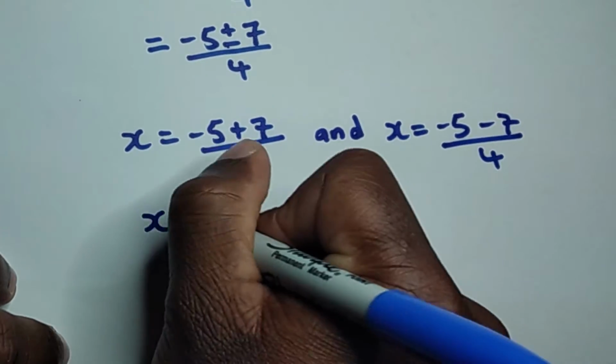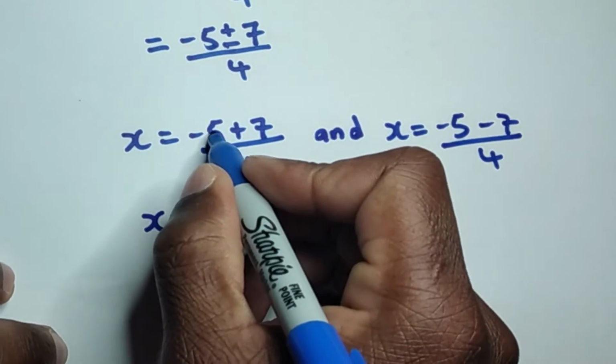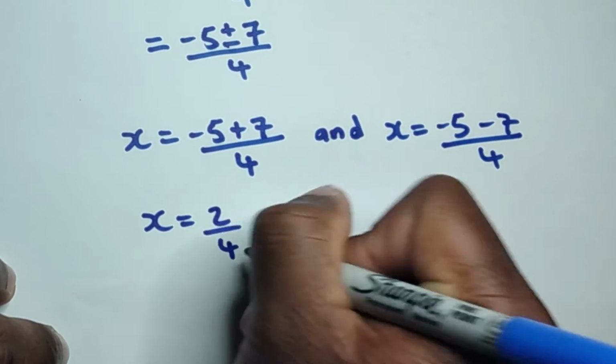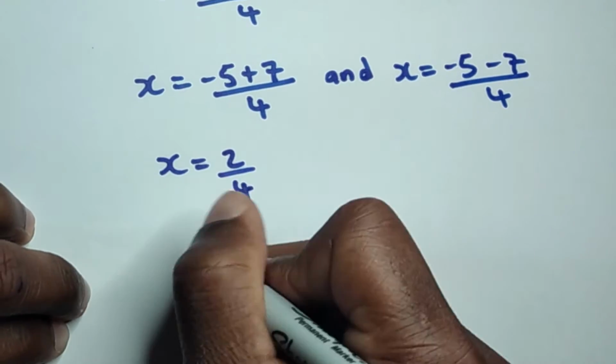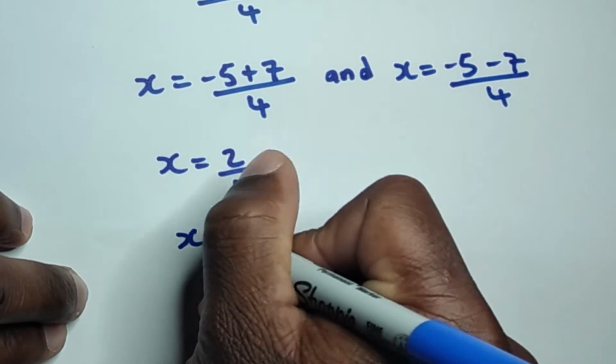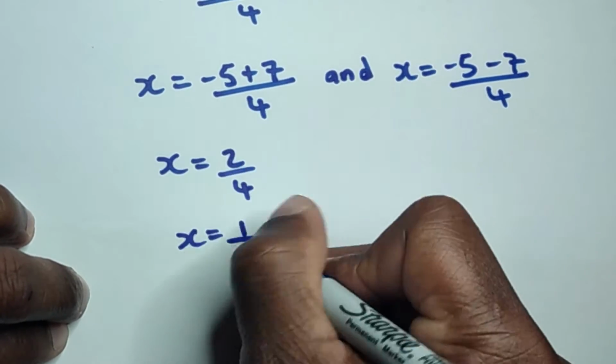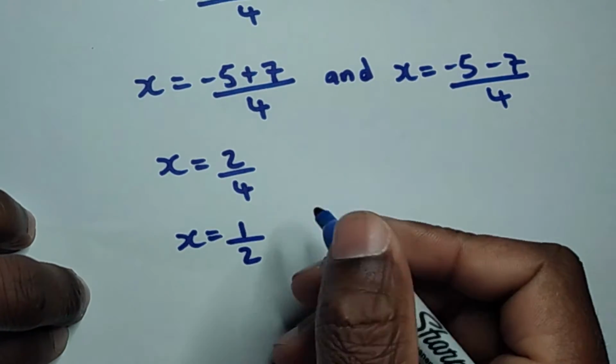We'll end up with x being equal to, what's negative 5 plus 7? That's a positive 2 over 4. All right, which is the same thing as x is equal to, if we reduce this, 2 into itself goes 1, 2 into 4 goes 2. So x is equal to a half.